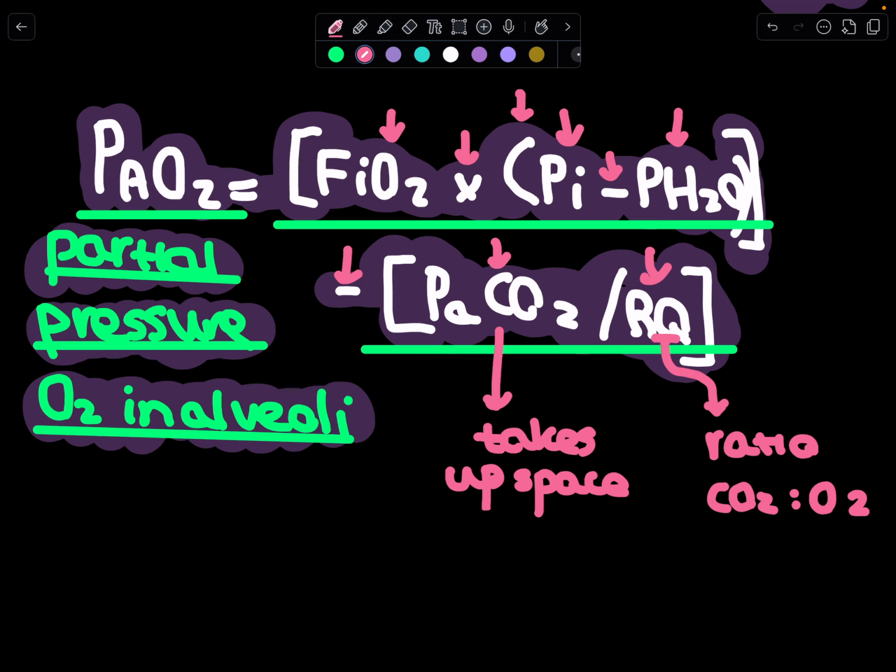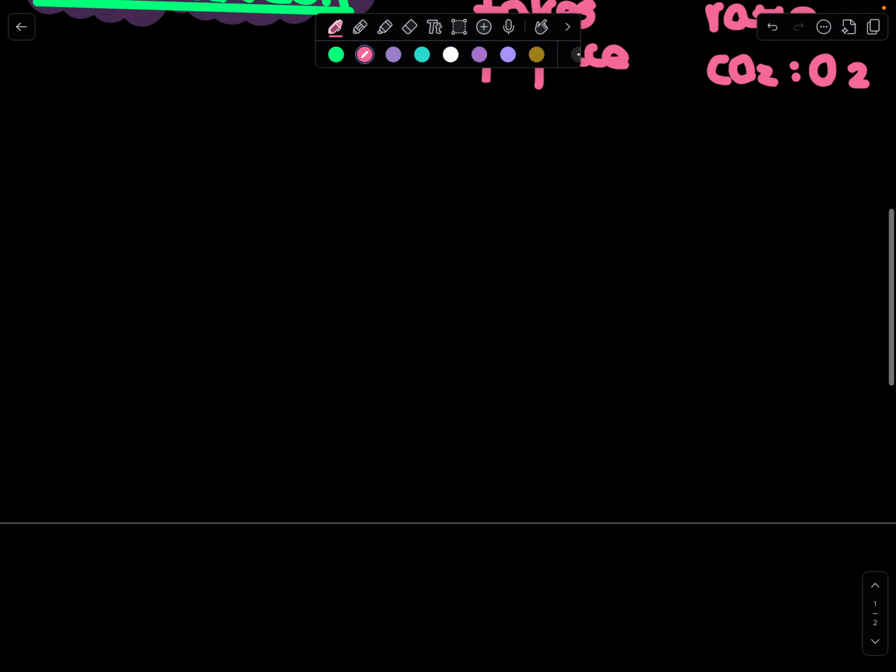We divide PaCO2 by RQ in the alveolar gas equation because RQ adjusts the CO2 pressure's impact on oxygen availability, ensuring PaO2 reflects the true oxygen pressure in the alveoli by accounting for the metabolic balance between CO2 production and oxygen consumption. All right. I didn't understand, guys, but I want to keep this episode short. Maybe we can do a deep dive on it another time.